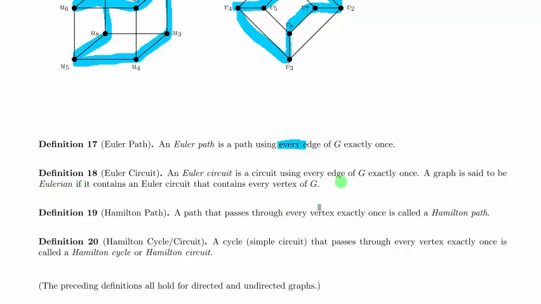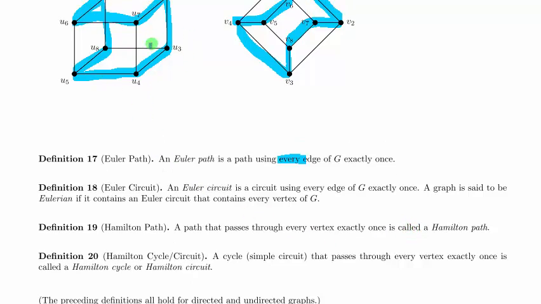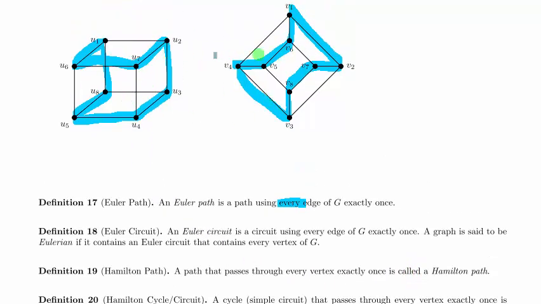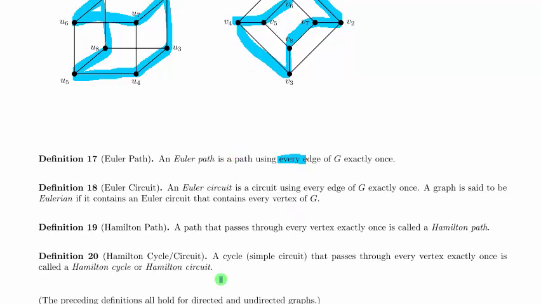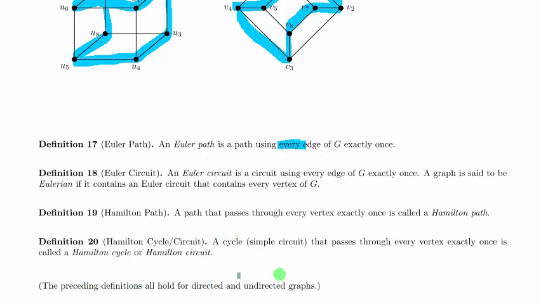A path that goes through every vertex exactly once is called a Hamilton path. So in our examples up here, these are Hamilton paths. A cycle, a simple circuit that passes through every vertex exactly once, is called a Hamilton cycle or a Hamilton circuit. And those definitions can apply to both directed and undirected graphs.